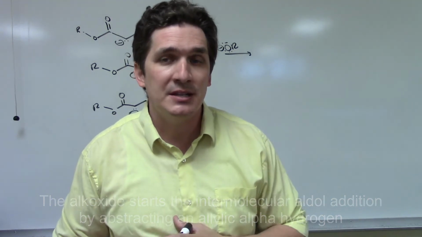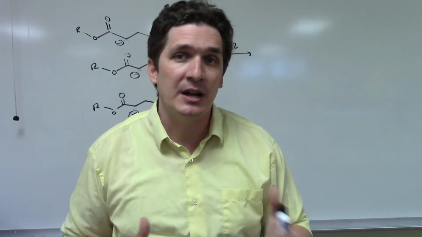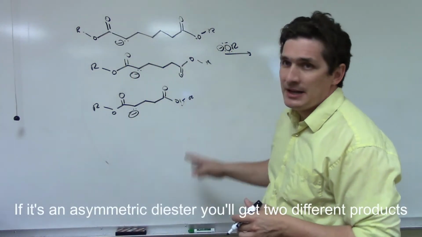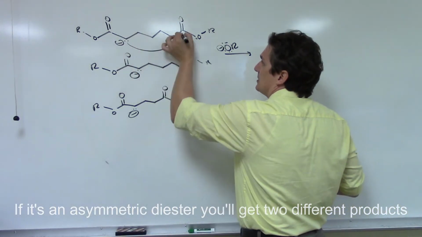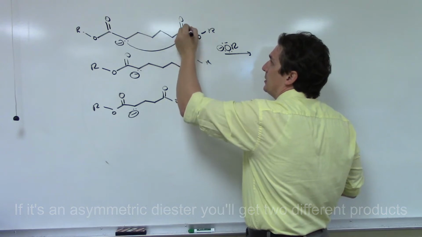You can do this with asymmetric. You would get a mixture of both depending on which allylic carbon you work with. But we need the allylic carbon. And what this allylic carbon is going to do is it's going to attack the carbonyl carbon and break off one of the esters.